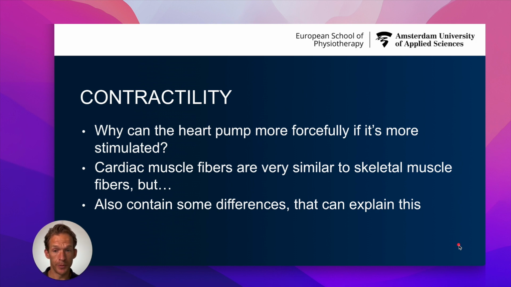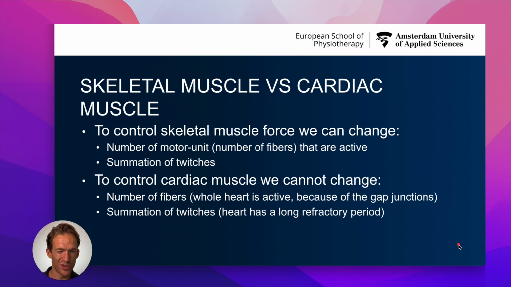But how is this possible? Because if you look at skeletal muscle cells, then hopefully you remember that there was this all or nothing principle. So for skeletal muscle cells, they were either active and generating force at 100% or 0. Well, let's have a look at some of the differences to see if we can explain this.